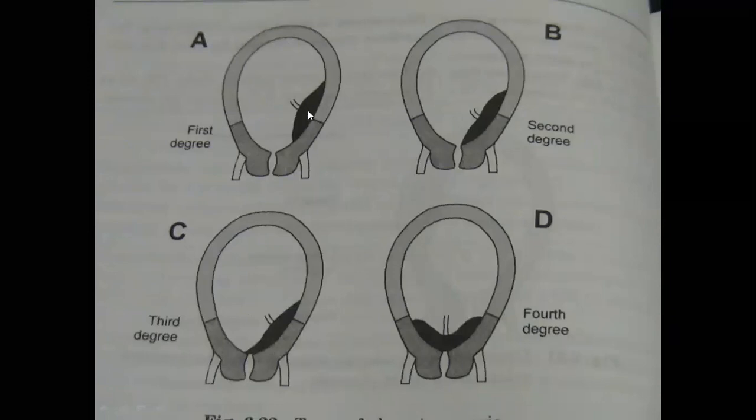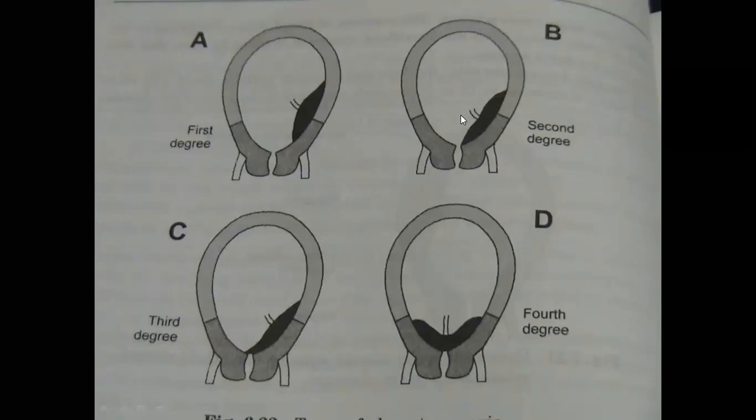The first degree: the placenta is at the lower uterine segment, but it does not occlude the internal os. This is the cervix, this is the internal os, this is the external os. So in the first degree, the placenta is not at the normal site, the upper uterine segment, but at the lower uterine segment. At the same time, it is not blocking the internal os. So we call it first degree.